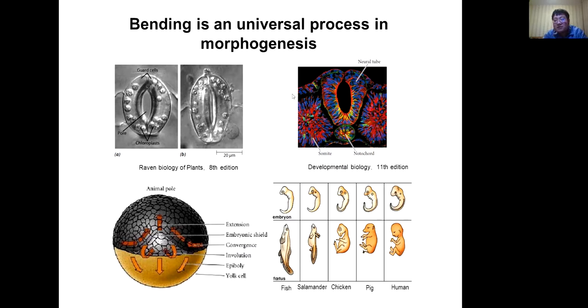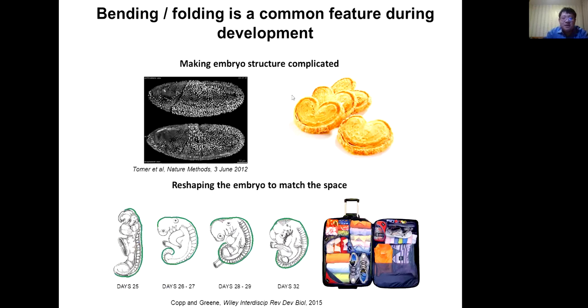Beyond the tissue, the embryo can also bend itself. And this is a very conserved phenomenon during evolution. Then we may ask, why is bending and folding such a common feature during development? It may come from two very important functions. First, bending and folding can make the embryo structure complicated.